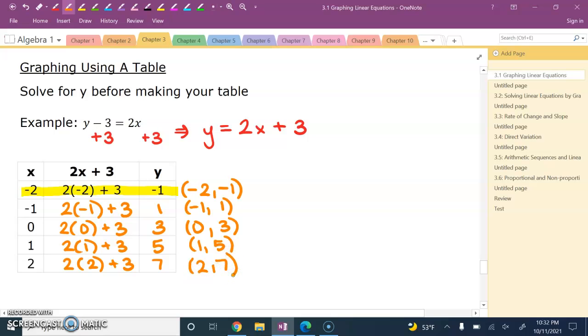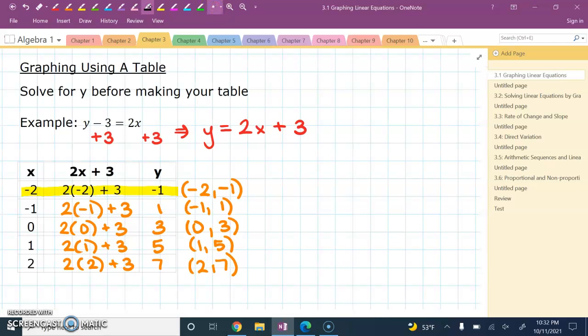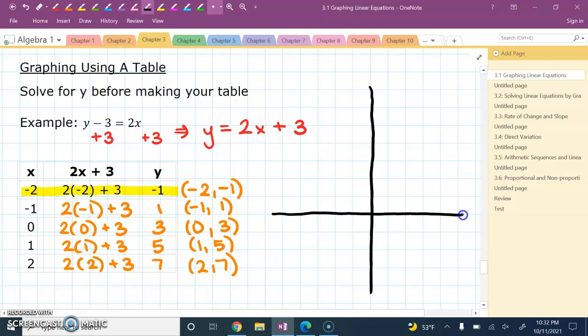And once you get enough points, now what we can do is graph them and be able to see what our line looks like. And you should be able to see a pattern with your points. So if you're looking for the slope, the slope is 2. So from all these points, I'm going up 2 and right 1, just like we've done in the past. And there's your straight line. So then you go ahead and connect those points.